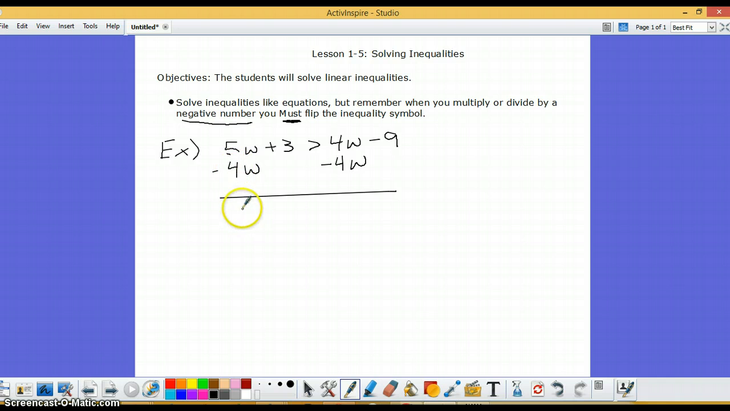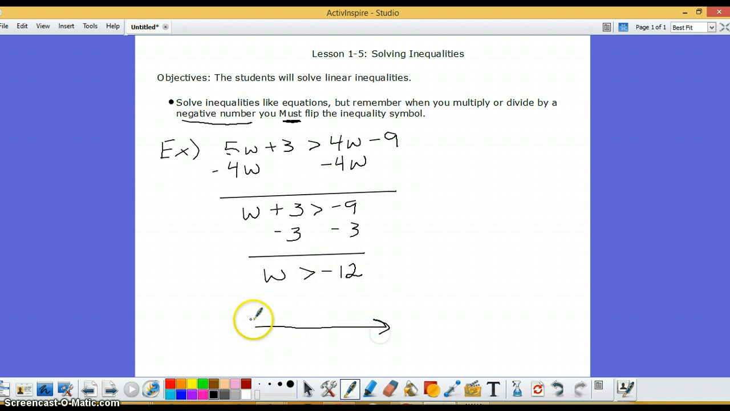So 5 minus 4 is 1, or just w, plus 3 is greater than negative 9. Then we subtract 3 from both sides, and you get that w is greater than negative 12. So if you were to graph this on a number line, say negative 12 is over here somewhere, since there's no "or equal to," that's your open circle. Greater than means you're going to the right, so all our solutions fall like that.